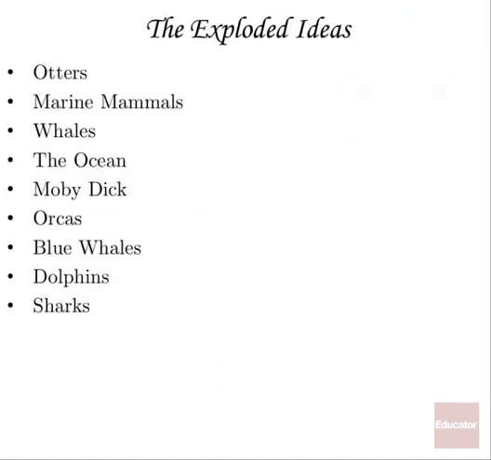And what I call that is kind of the explosion of ideas. And from that explosion of ideas, we're going to get potential topics. So here they are, in no particular order, because I'm right brain, I'm not left brain. We got otters, marine mammals, whales, the ocean, Moby Dick, orcas, blue whales, dolphins, and sharks. Pretty random list, right? Well, let's figure out what we're going to talk about.